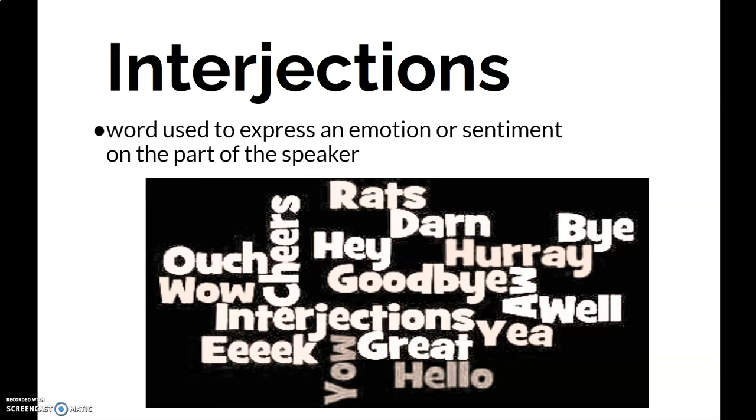These interjections are used separate of sentences, at the beginning of sentences or at the end of sentences. Like the words here. Well, yeah, eek, rats, darn. All interjections. And they don't fall into formal grammatical structures. They're just words or phrases used to add emotion or sentiment. Wow, that's what they are.